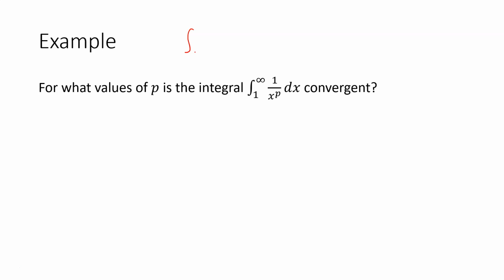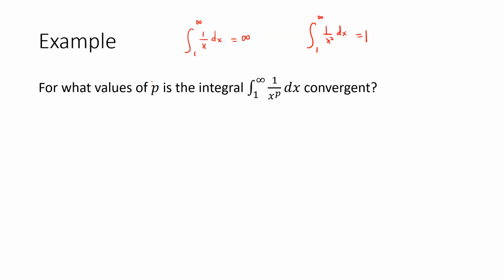Because we've already seen two examples of some members of this family of functions. For instance, when p is equal to 1, we showed that this integral is divergent. We showed this one equals infinity. And then when p was equal to 2, we had 1 over x squared actually gave us a value, right? So naturally we might ask, what are the values of p for which the integral from 1 to infinity of 1 over x to the p is convergent?